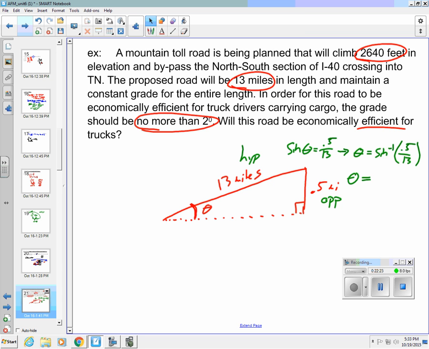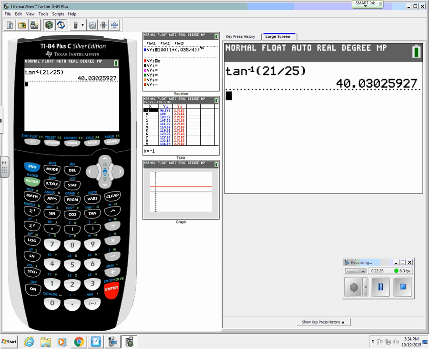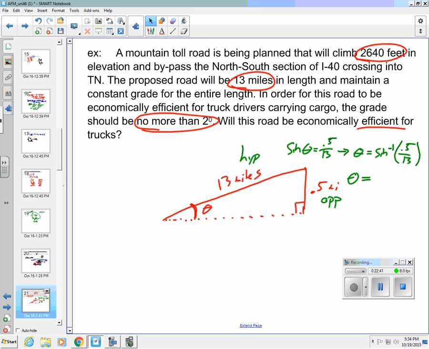Again, you can put it on your calculator, make sure it's in degree mode, all that good stuff. Second, and sine will give you inverse sine. Then you just punch in the sine ratio. It's going to be 0.5 over 13. So we have a 2.2 degree angle of elevation here. It should be no more than 2 degrees. So the answer for the question is no.